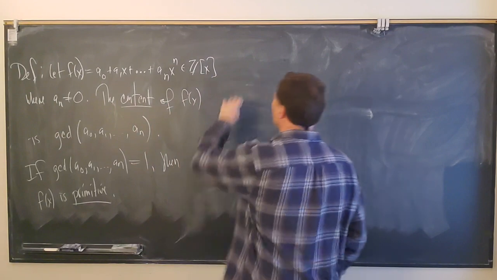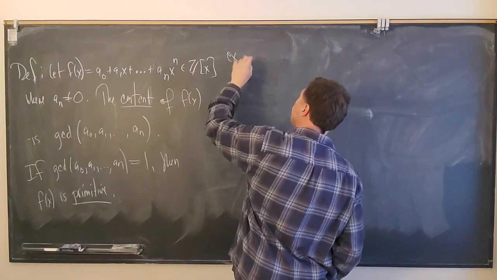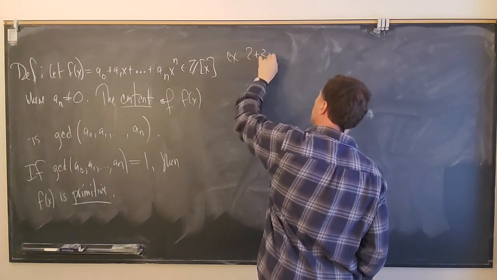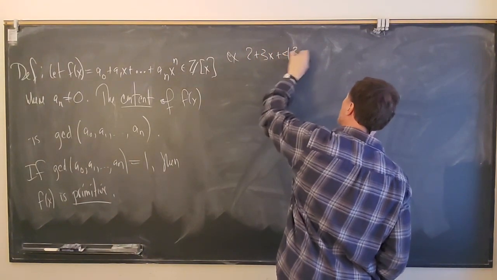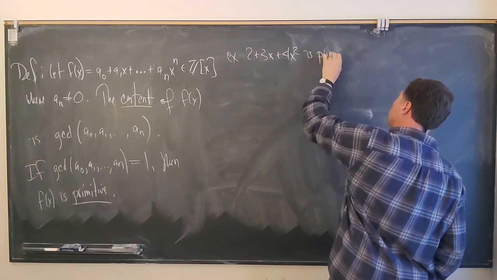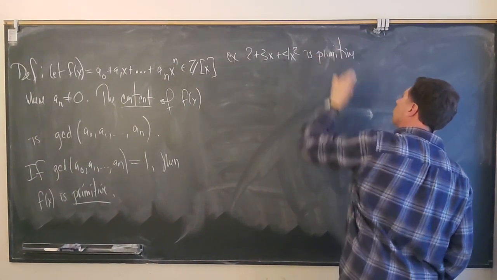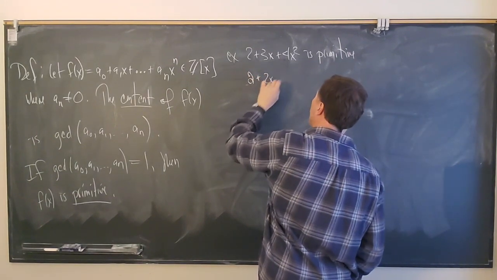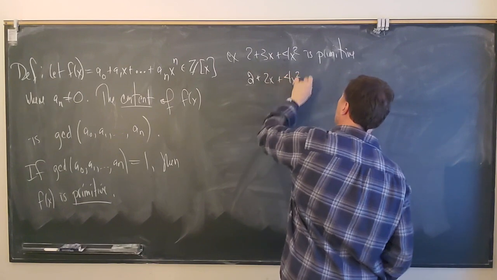So for example, 2 plus 3x plus 4x squared is primitive. But if we look at 2 plus 2x plus 4x squared, this one is not.